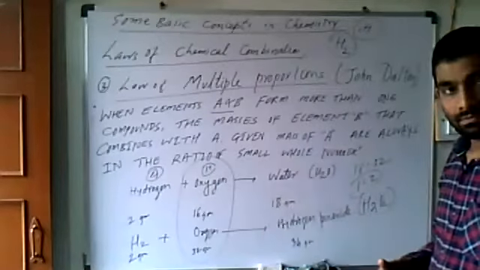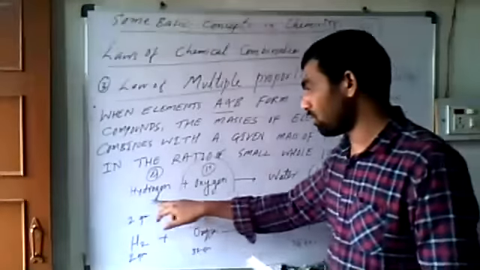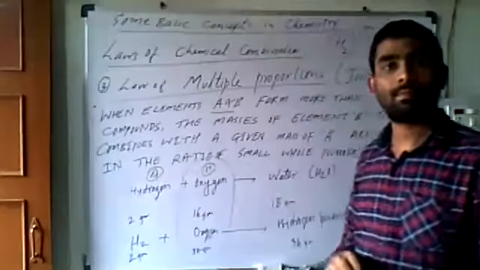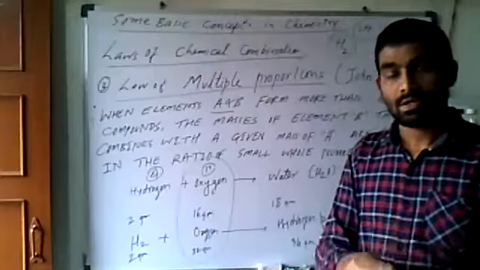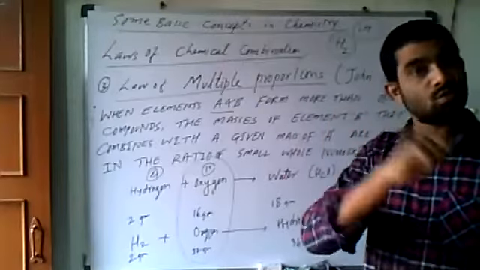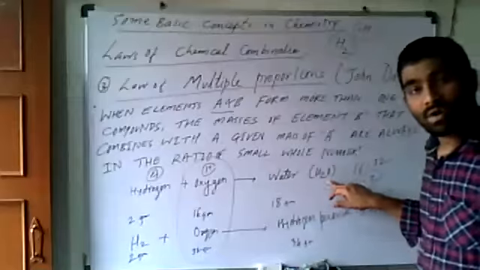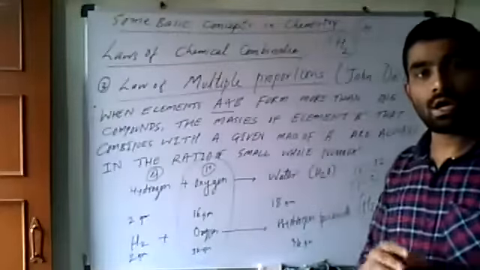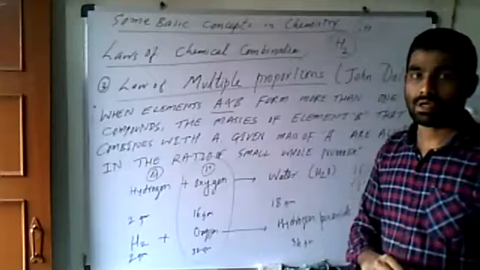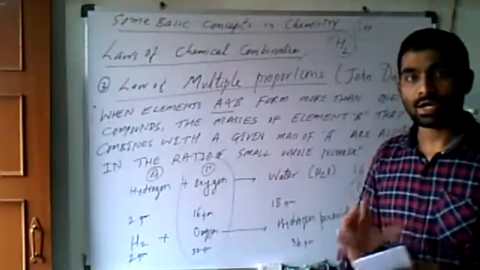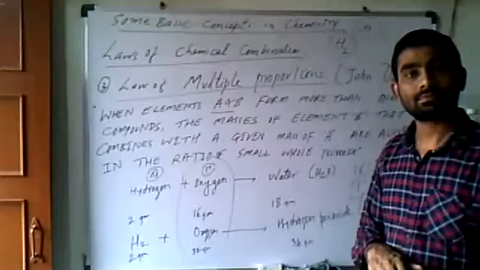Now, how many hydrogens in H2O? Two hydrogens, so the weight of hydrogen is 2 grams, because one hydrogen is 1, atomic number is 1. For two hydrogens it is 2, so we have taken 2 grams. How many oxygen in water? One oxygen, and we know the mass of one oxygen is 16 atomic mass, and atomic number is 8. So we have taken 16 here.